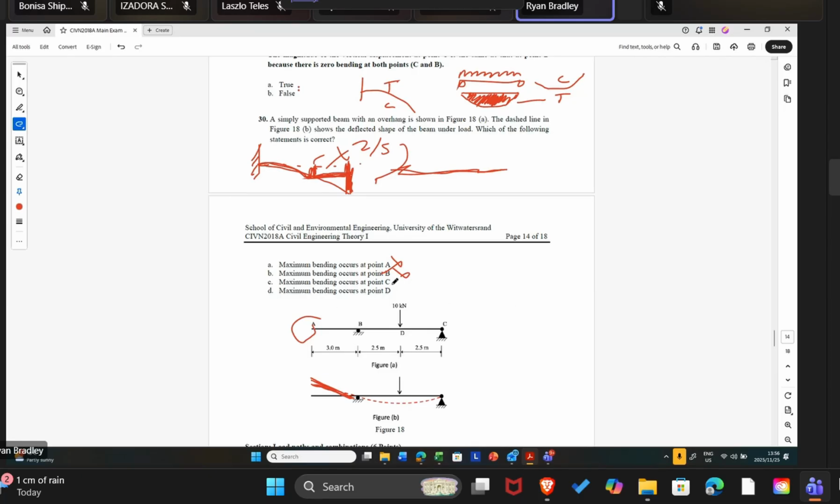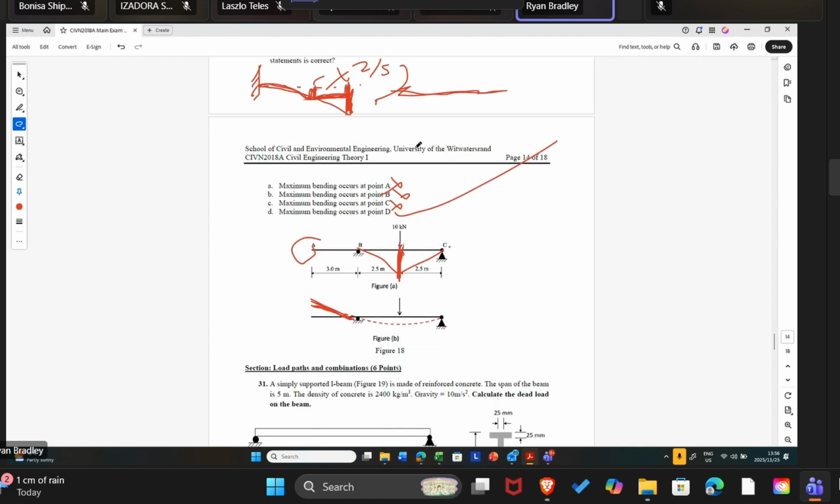Maximum bending occurs at point C. No, that's a pin. The bending moment is going to look like this in this diagram. Maximum bending occurs at point D. Correct. Maximum bending occurs under point D. That's the correct answer.